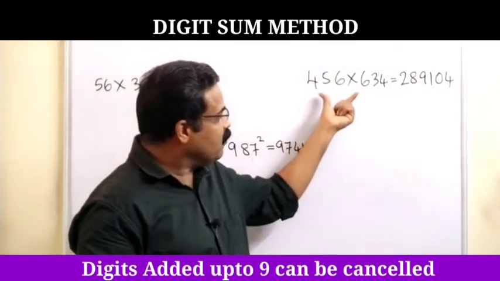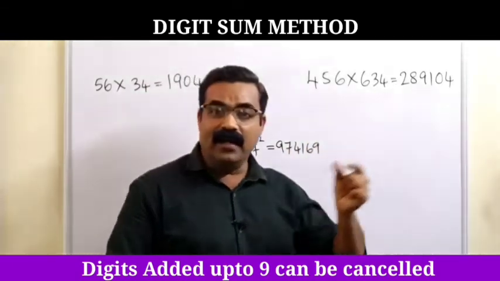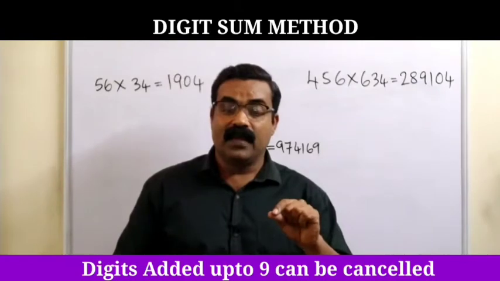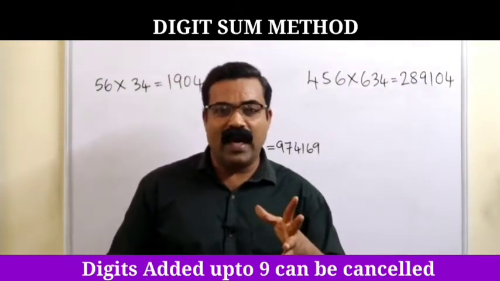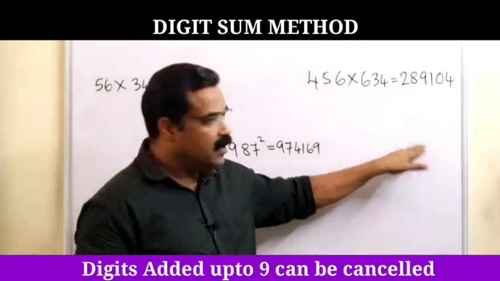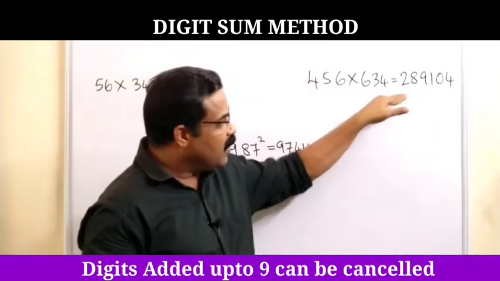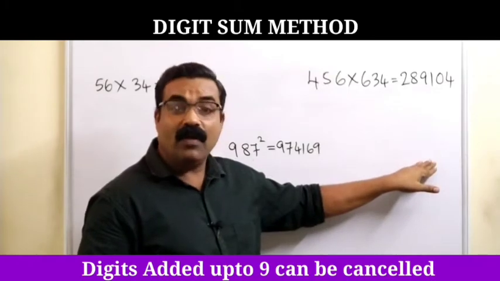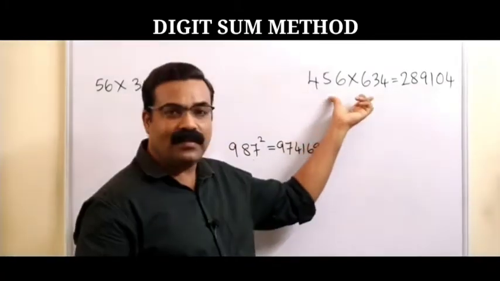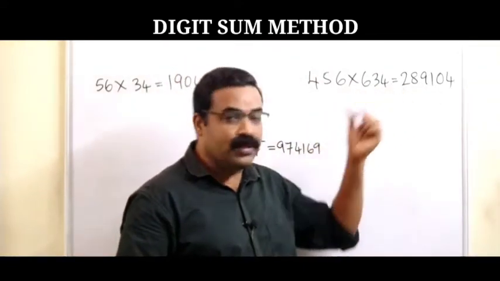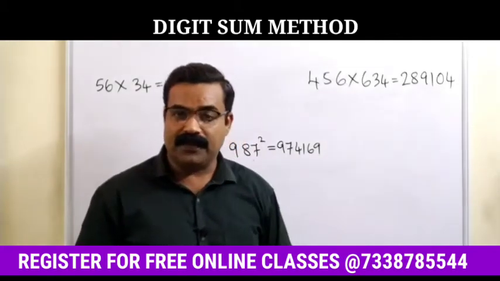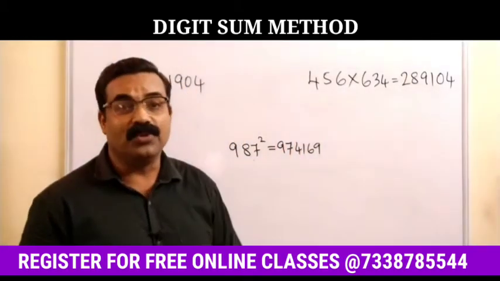Here I have multiplied two numbers and got an answer. I need to check whether the answer is correct using the digit sum method. I am multiplying these two numbers and giving you four options, and I want you to find out which is the correct option. You need not multiply it. Just by using the digit sum method, you can find the correct option from the four options. Let us see how to do that.